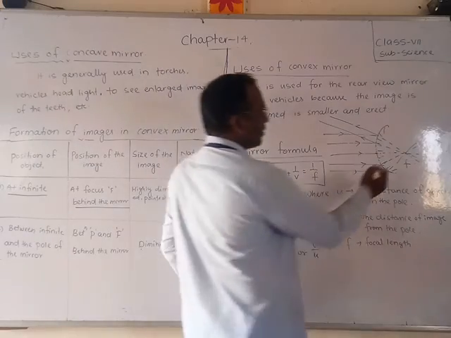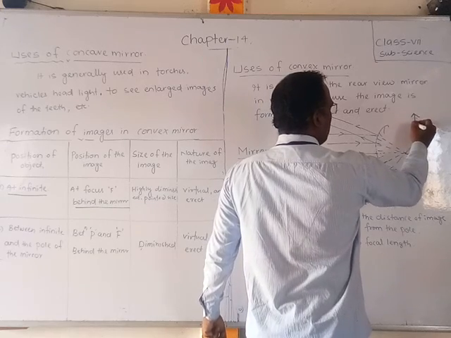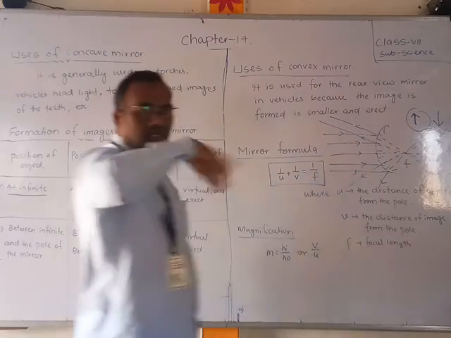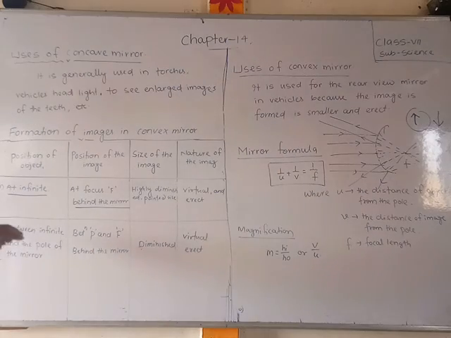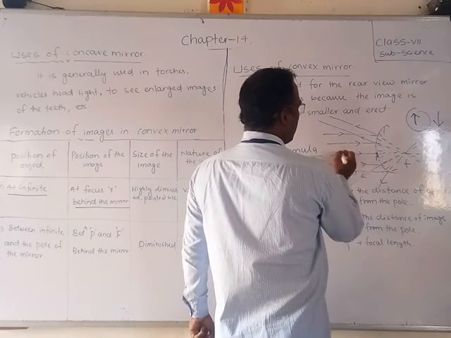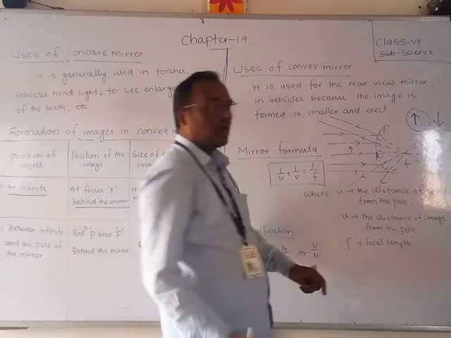The image will be virtual and erect. Erect means not inverted; inverted means changing the position, like this. Now, if the object is placed anywhere between infinity and the pole of the mirror, what will happen?